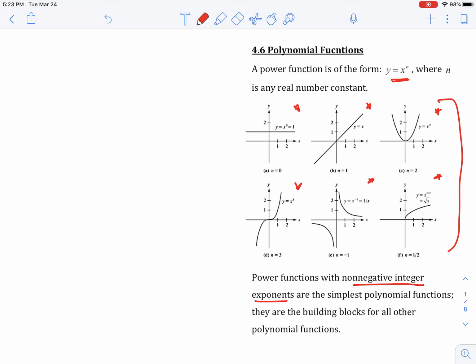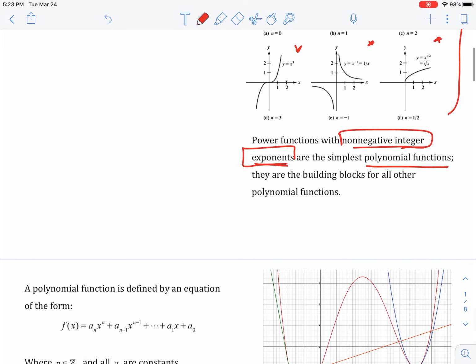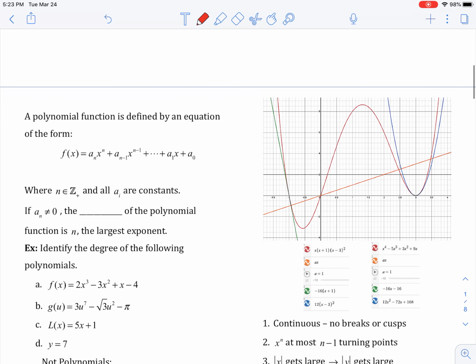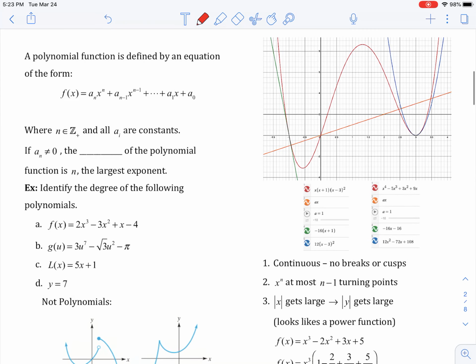But with our polynomial functions, we're just looking at power functions where that n, that exponent, is a non-negative integer exponent. And that is basically the basic equation that is going to build all of our polynomial functions. So let's look at our idea of polynomial functions. If you think back to Algebra 1, where we were first writing a polynomial function, we would always write our equations in descending order.